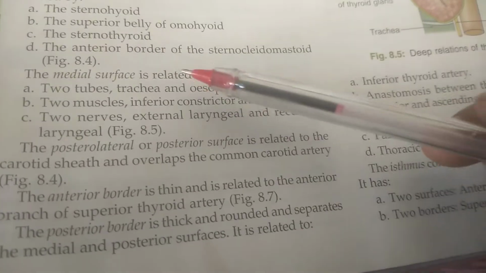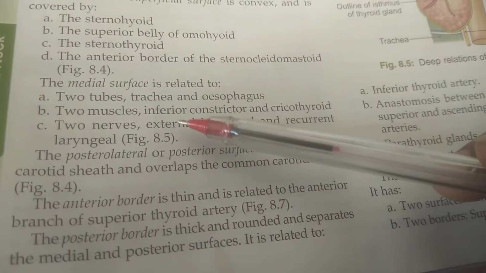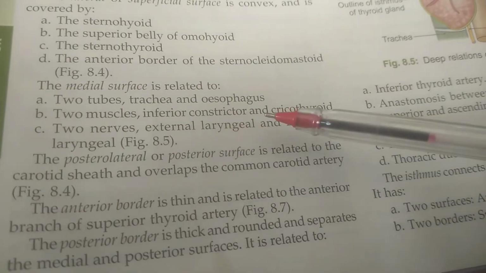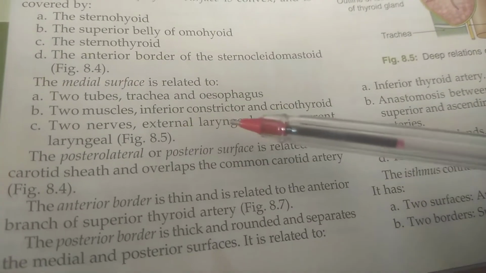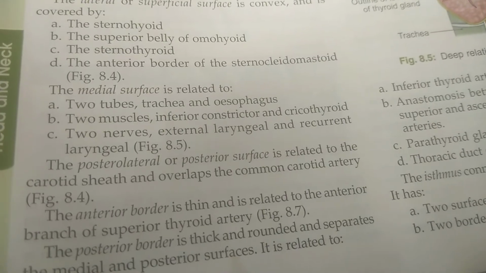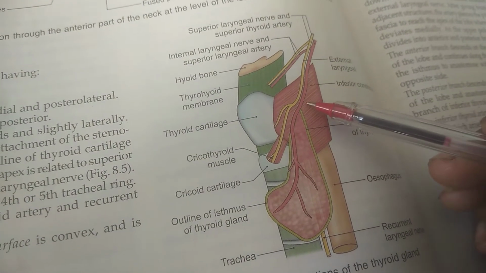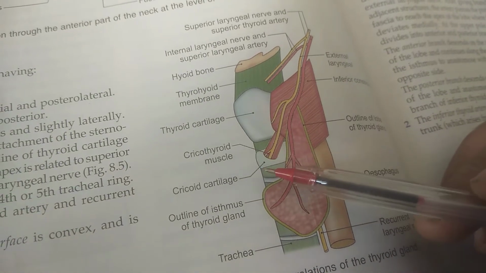Now next comes the medial surface. The medial surface is related to two tubes. What are these two tubes? The trachea and esophagus. And two muscles, the inferior constrictor and cricothyroid muscles. You can see these two muscles in this figure. This is the inferior constrictor muscle and this is the cricothyroid muscle.